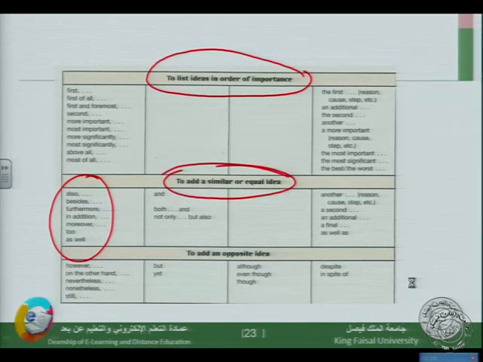Also, to add a similar or equal idea: also, besides, furthermore, in addition، هذه كلها بنسميها transition words. Transition words to move from one paragraph, from one idea to another idea smoothly، إن هي مسألة الانتقال من فقرة لفقرة أو عبارة بشكل سلس من غير ما يكون في هناك interruption. To add an opposite idea نستخدم however, on the other hand, but, and yet, and so on.